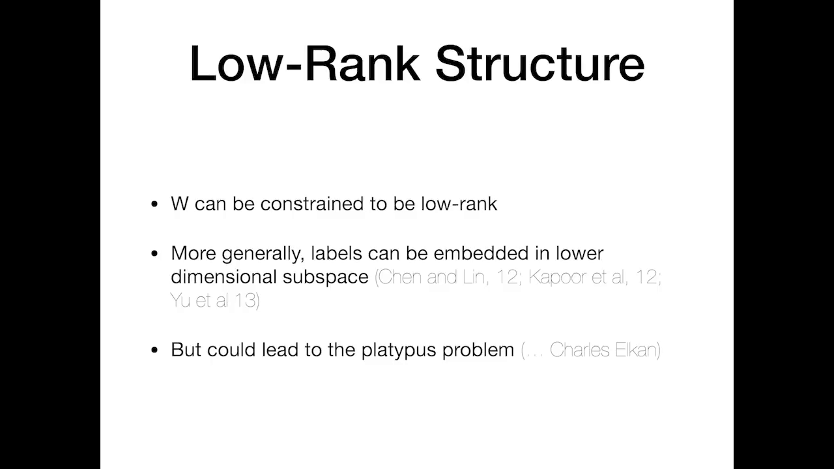So one particular structure can be that this W has to be low rank. And so that's a reasonable structure. You can also assume that the labels are embedded in some lower dimensional subspace. That is also a reasonable assumption, right?